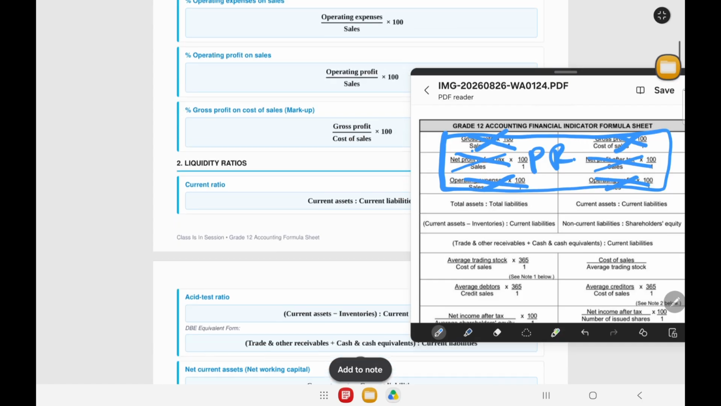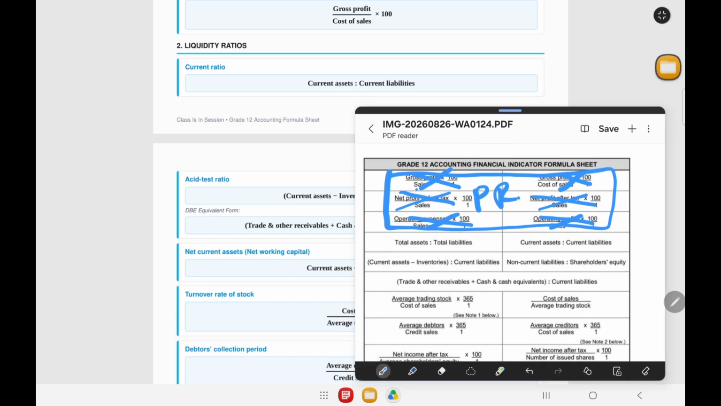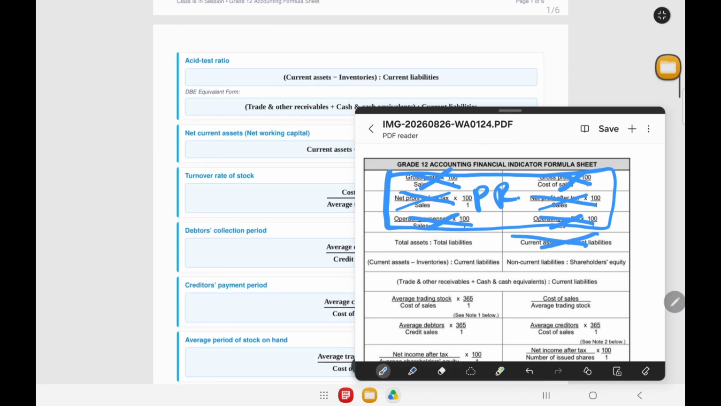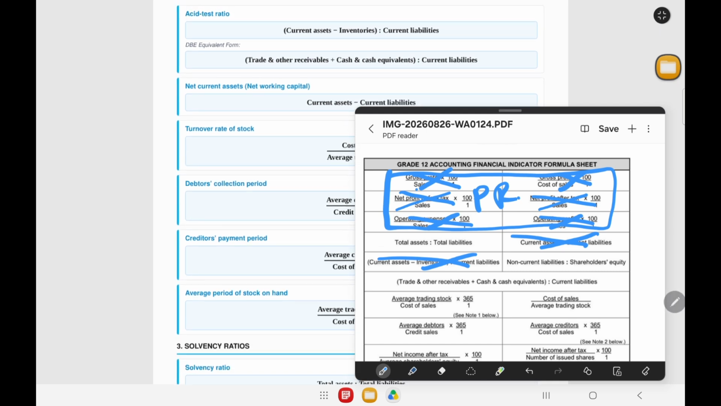Now let's look at liquidity. In terms of our liquidity ratios, we have the current ratio, and the formula is current assets to current liabilities. Where's the formula? Here it is, current assets to current liabilities. That is the formula. Now let's move to the acid test ratio, where we have current assets minus inventories to current liabilities. That's the formula. Now let's move to the next one.